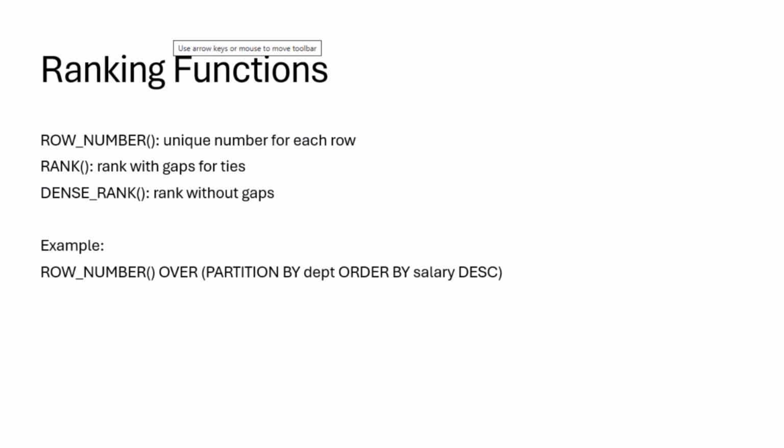So we have three ranking functions here. We have ROW_NUMBER. ROW_NUMBER just gives a unique number for each row based on the order. Then RANK, which has gaps for ties. What that means is if there are ties, it assigns the same rank to those entries that are tied, but then skips the ranking for the next number.